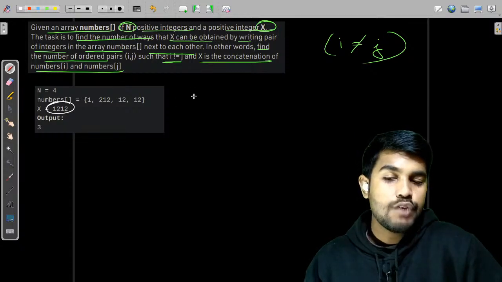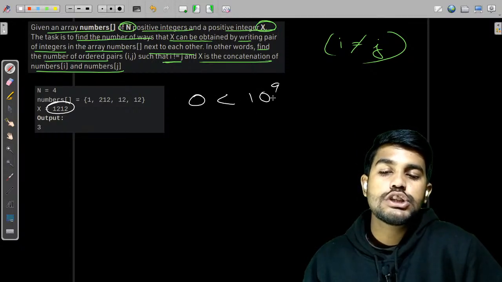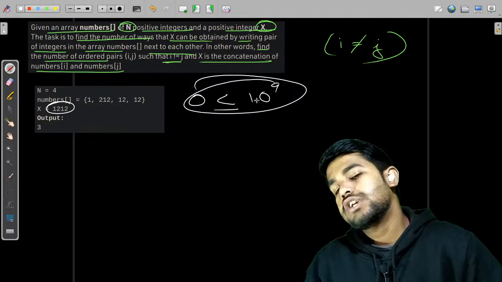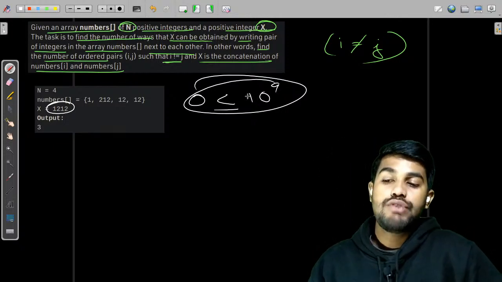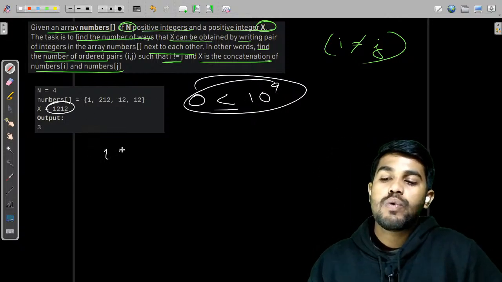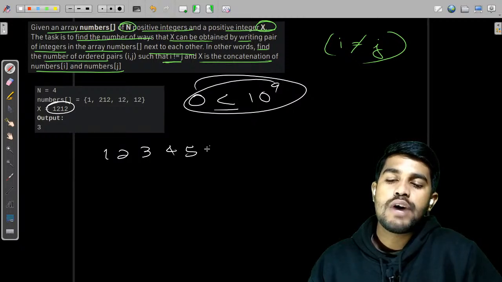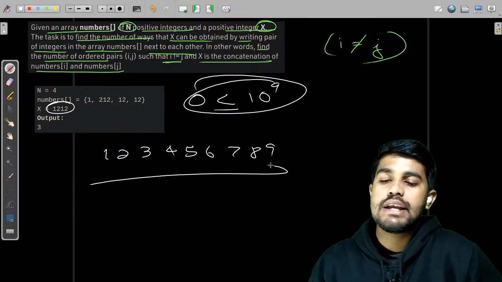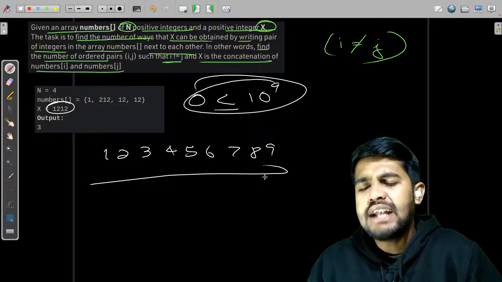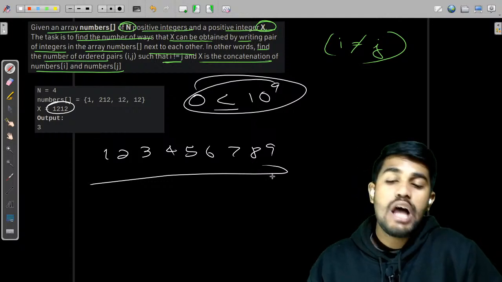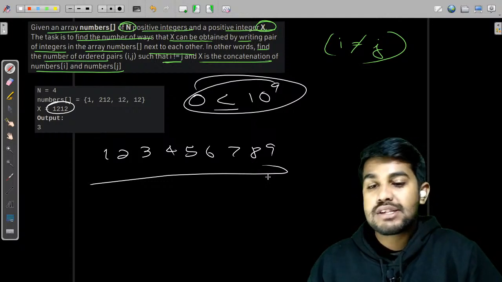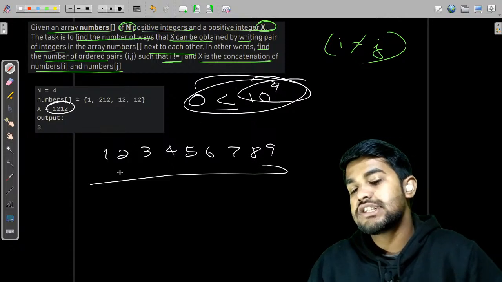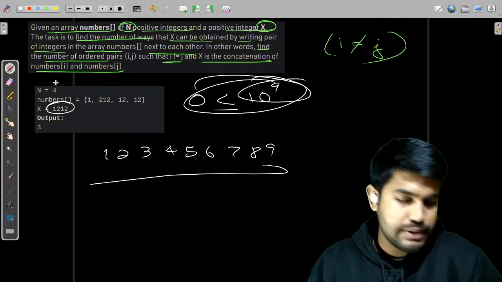What is the value of x? x is from 0 to 10 to the power 9, less than or equal to. So the maximum number of digits in x is 1, 2, 3, 4, 5, 6, 7, 8 and 9. So at max there can be 9 digits, okay, and the largest value with 10 to the power 9 is 99999, whatever it is.